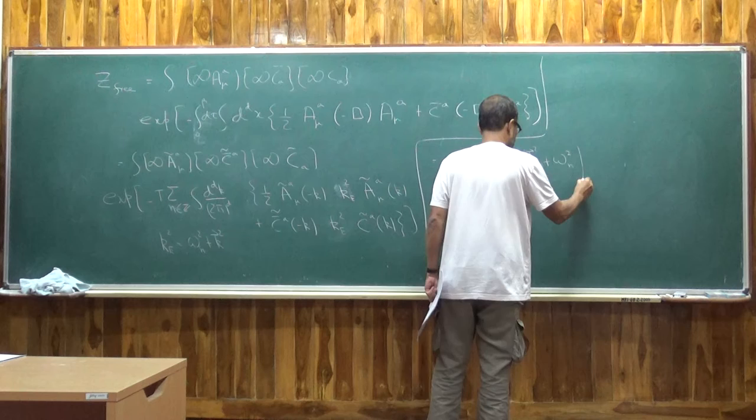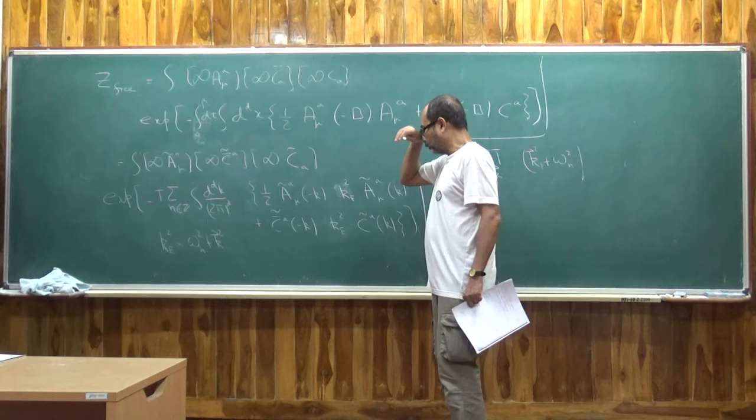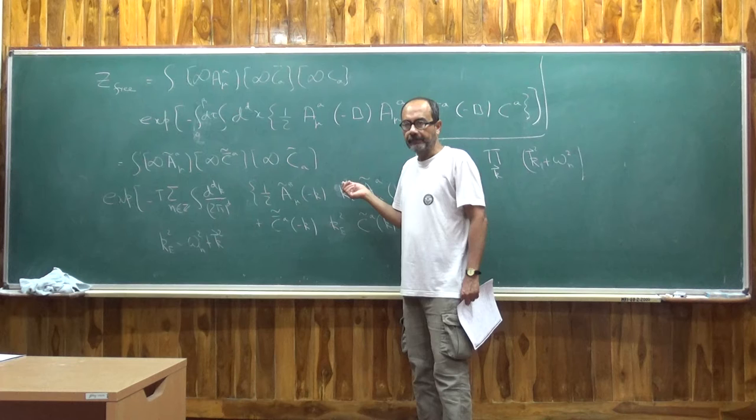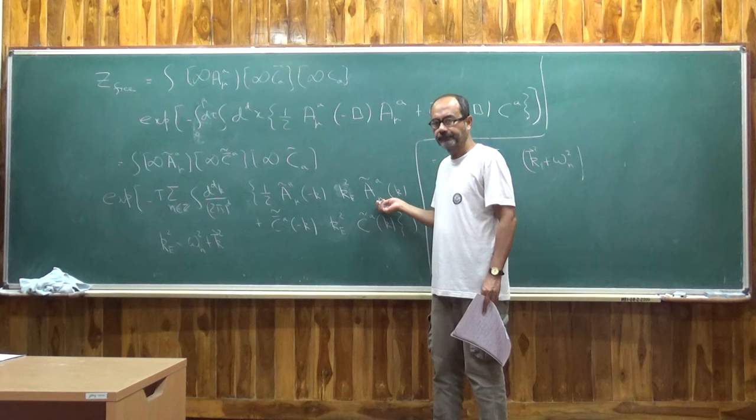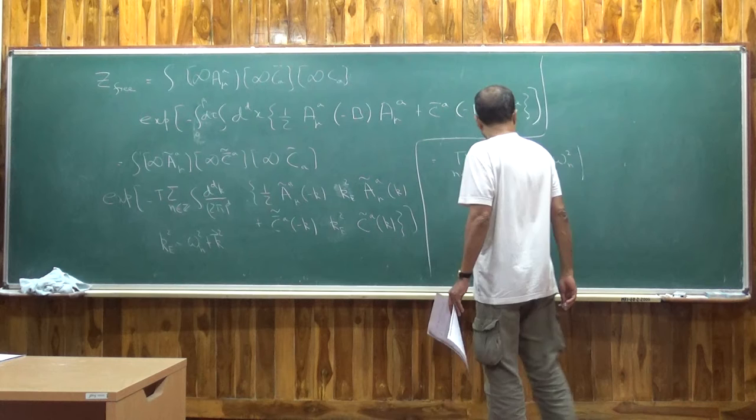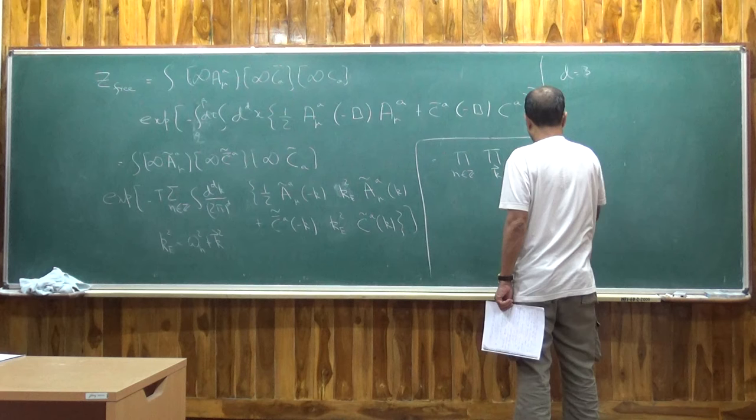First of all, from here we will get a factor for every a. We will get a factor of minus 2, because for a single scalar, for example, it's this determinant to the power minus half, right? When you do an integral, it's the determinant to the power minus half. There are four of them, right? A0, A1, A2, A3. Or D of them. So let's set D equal to 3. So we'll get k square plus omega square to the power minus 2.